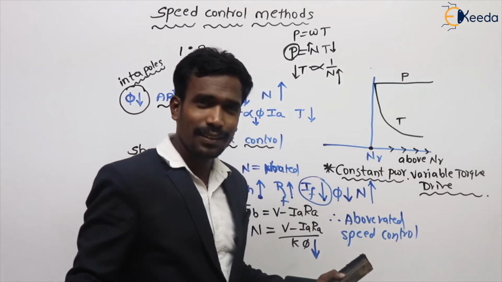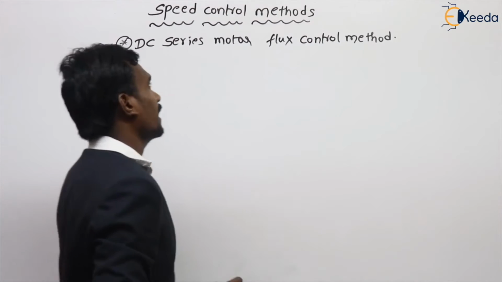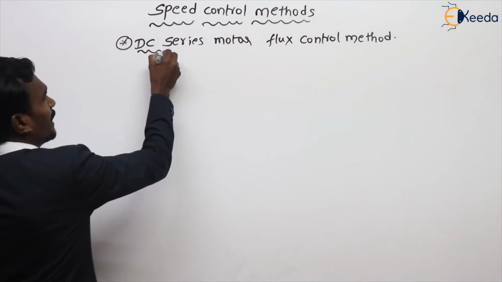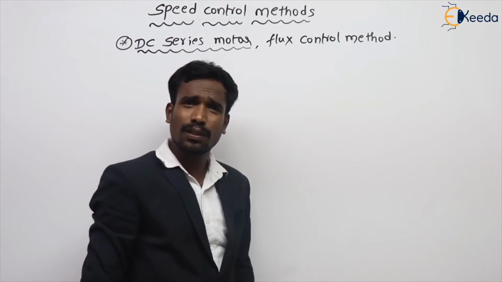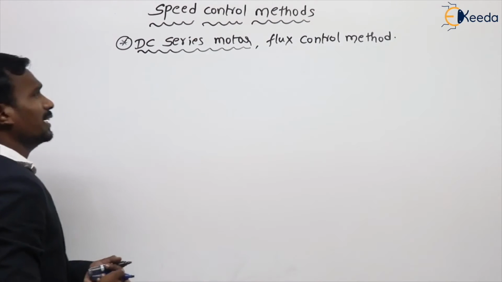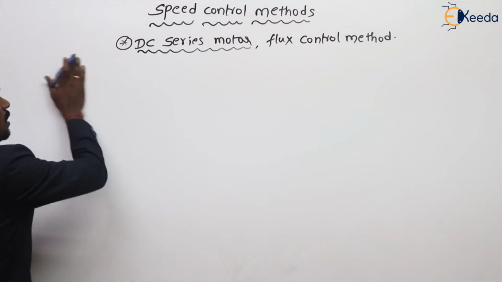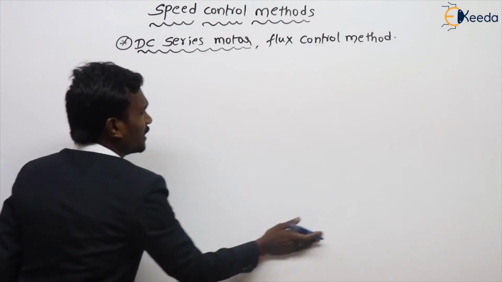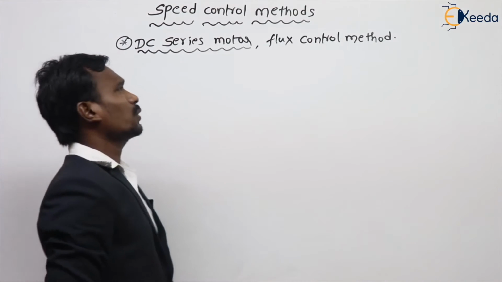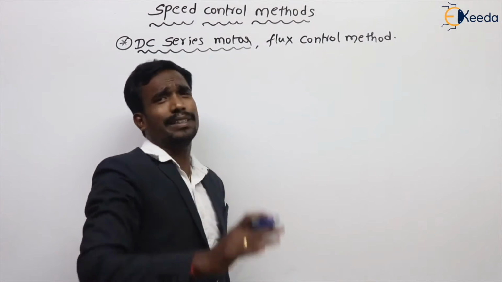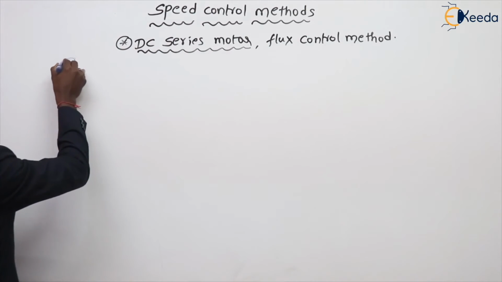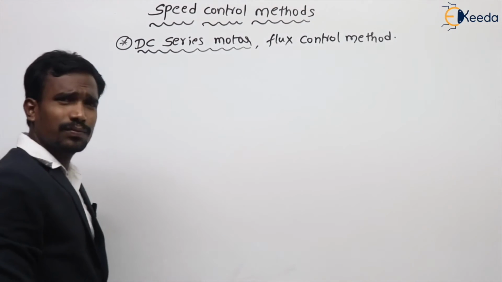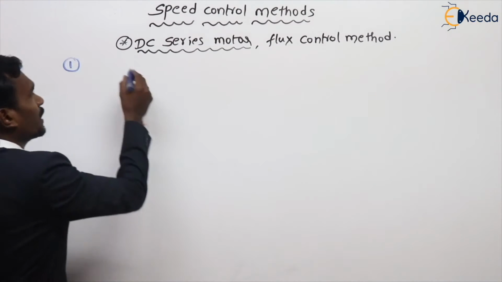Is it clear? Now we are going to discuss the flux control method in DC series motor. Right? Let's see here. Very simple. But in series motor, there are nearly 2 to 3 types of flux control methods. Let's discuss each and every one. The first method is the field diverting method.